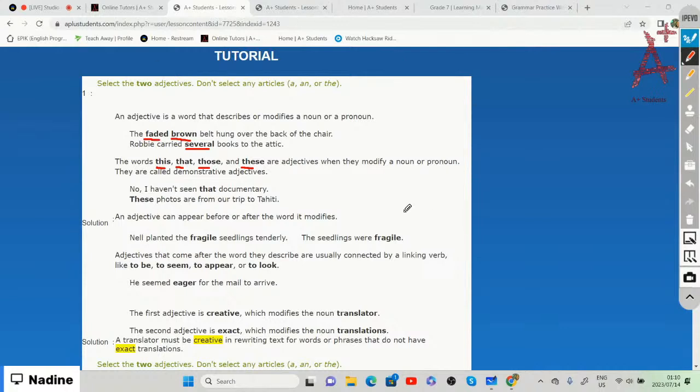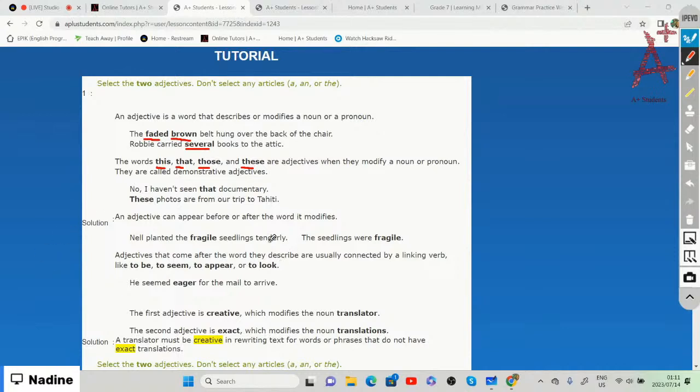An adjective can also appear before or after the word that it modifies. So an adjective can appear before or it can appear after the word that it modifies. So it doesn't necessarily have to say that documentary or these photos that specifically shows that it is making mention of or modifying that specific noun or pronoun, right? It can either be before or it can be after the word that it modifies.